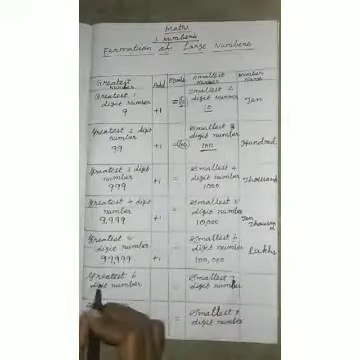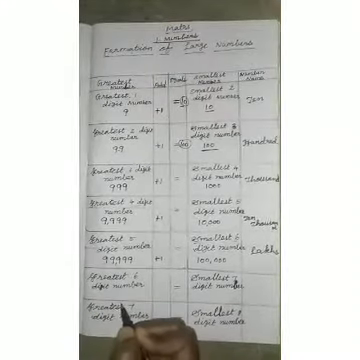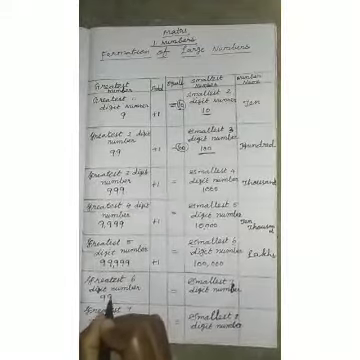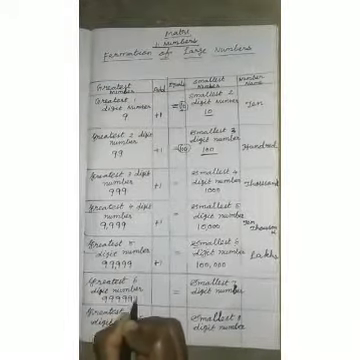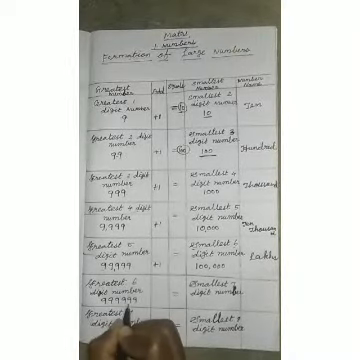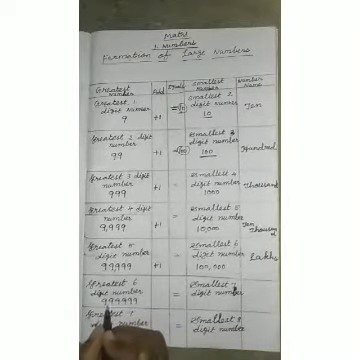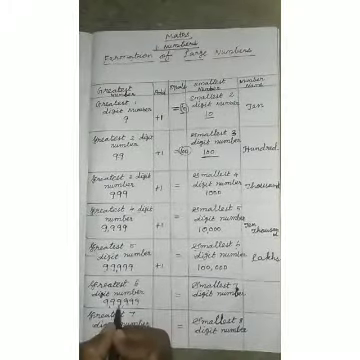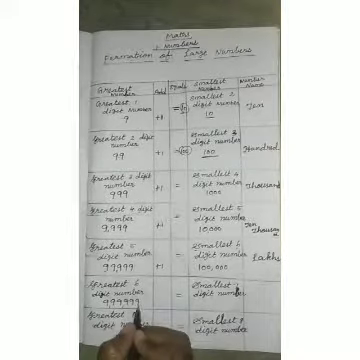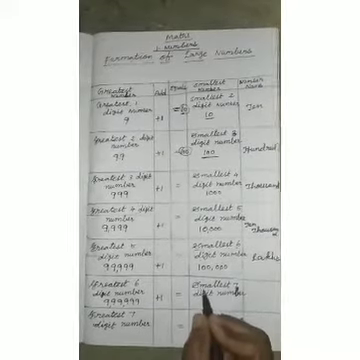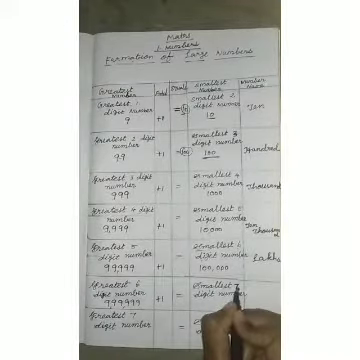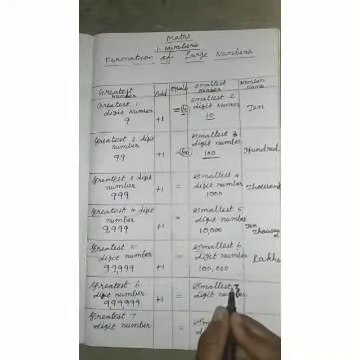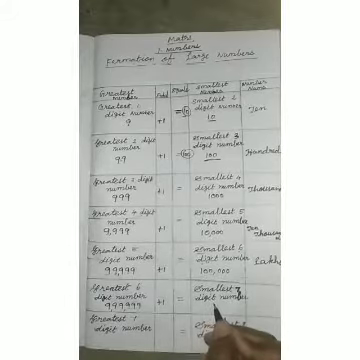Okay. Next, greatest 6-digit number. 6-digit number: 1, 2, 3, 4, 5, 6. The greatest 6-digit number is 9,99,999. So we add 1 and we get the smallest 7-digit number. What is the answer? Smallest 7-digit number?